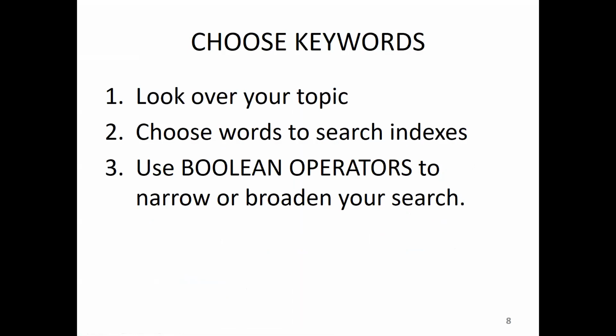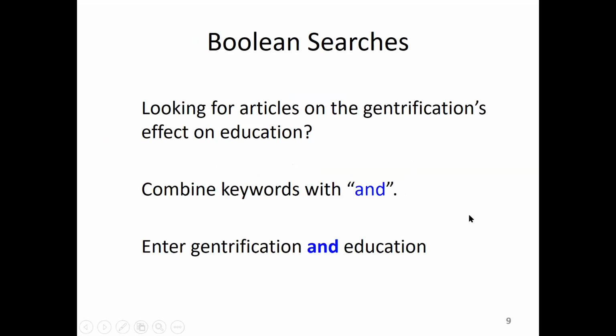So first thing, look over your topic, choose the words to search indexes with Boolean operators to narrow or broaden your search. So Boolean operators are just a way to tell the computer precisely what sort of articles you want. And it does this by just looking for keywords in all of the articles and then retrieving them for you. So I always say, think of databases like 3-year-old children. You have to be very precise and tell them precisely what you want in the simplest language.